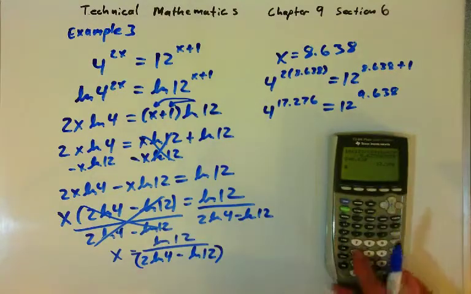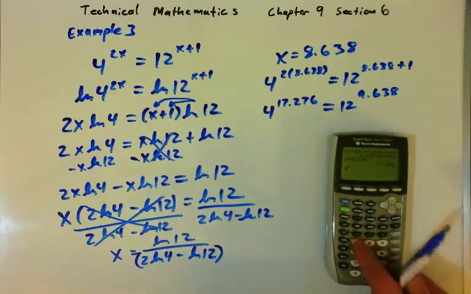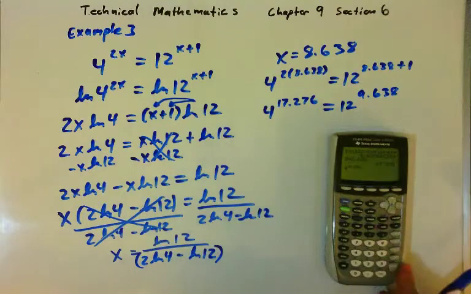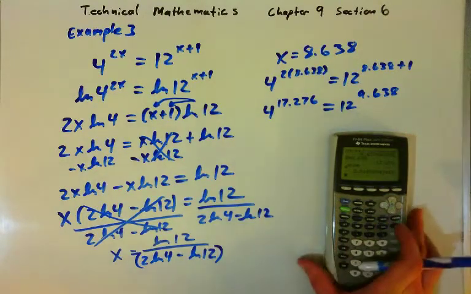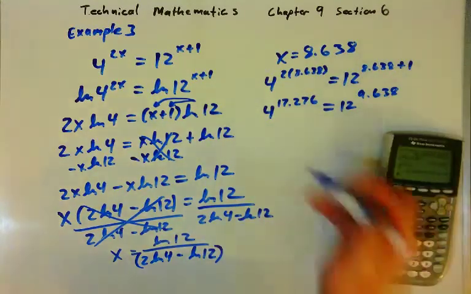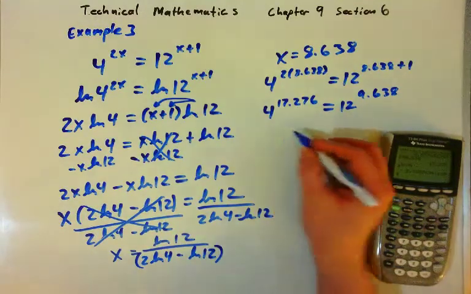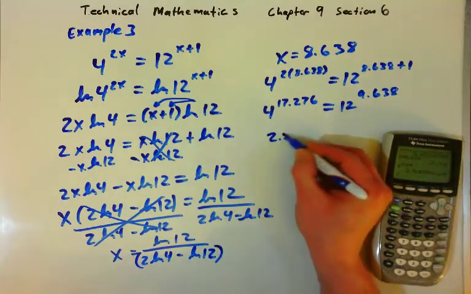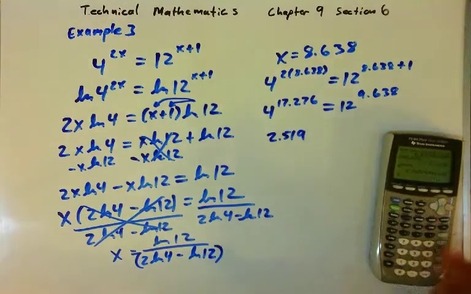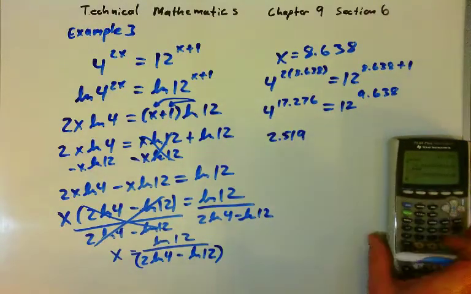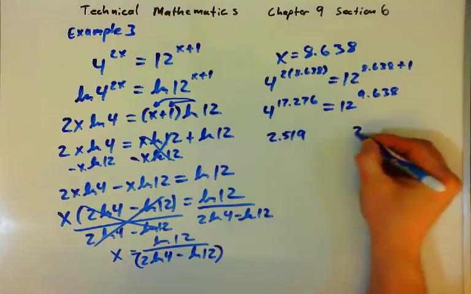And so when we type these exponentials into our calculator, they should be equal. So we'll do the 4 first. It's 4 to the 17.276 power, and we get 2.519. And then over here we'll have 12 to the 9.638 power, and we get 2.519 again.